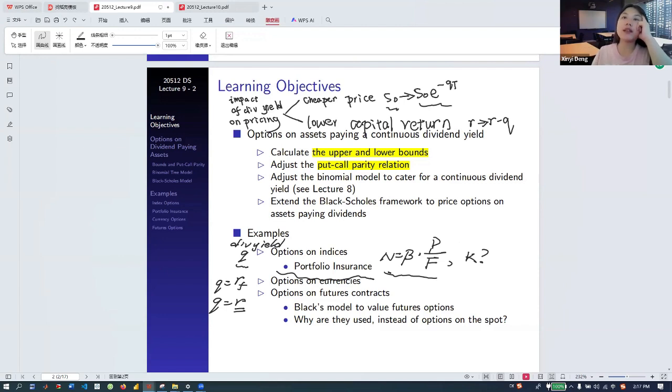Today we are going back to that example, but we are also going to show how to determine the exercise price, the strike price of the options, with the presence of dividend yield, actually with dividends.